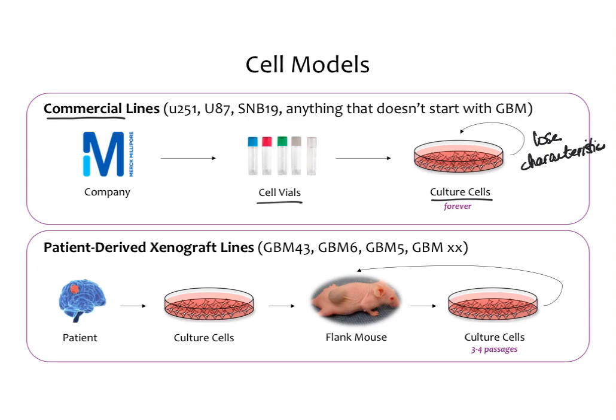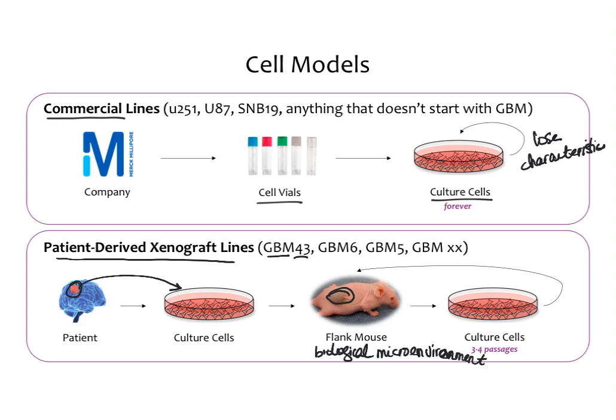The other set of lines that we can use is patient-derived xenograft lines. So these are PDX lines, and they're usually called GBM and then a number. So GBM 43, GBM 6, GBM 5, GBM anything is a PDX line. And the way PDX lines work is that they come from a patient, and then we take the tumor and we basically put those cells into a dish and culture them. And then from there, we inject the cells into the flank of a mouse. So this provides sort of a biological microenvironment that really allows the cells to grow over time the way they would in a brain, or at least as close to a brain as we can get.